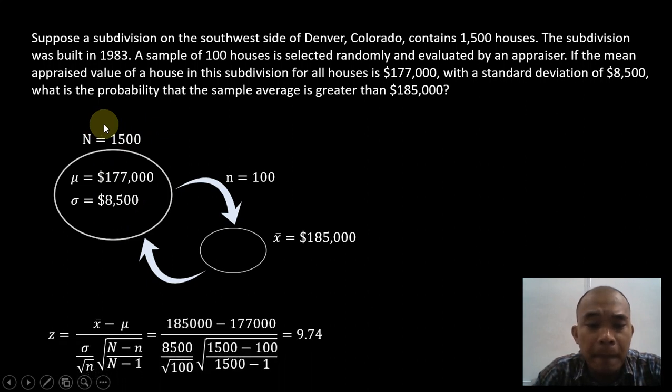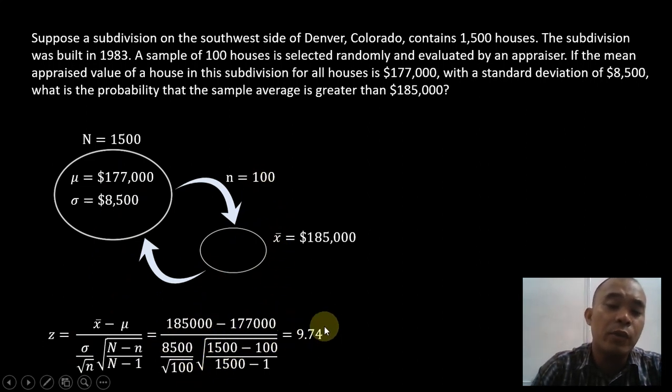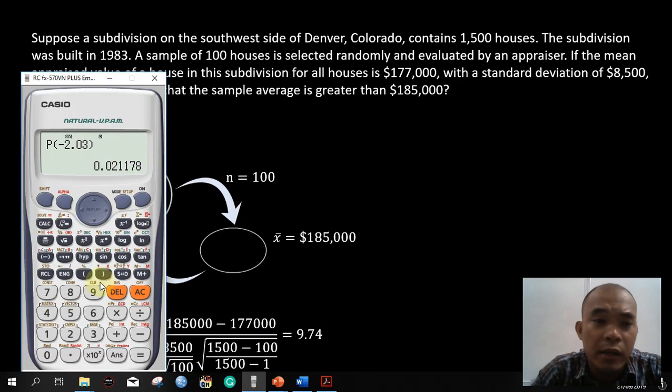So just simply put the formula there. This is the formula, and then substitute the given. The sample mean is 185,000. The population mean is 177,000. Here you put the value of the sample size, and the square root of this one, and so forth. And then we already computed this one. How did we compute this one? You can simply use your calculator here.